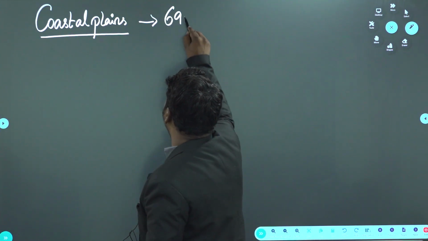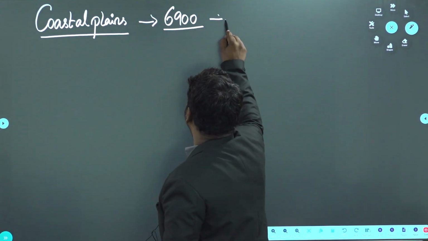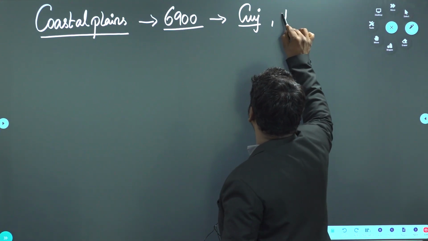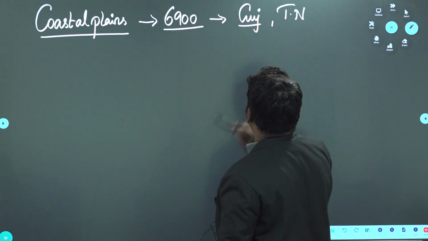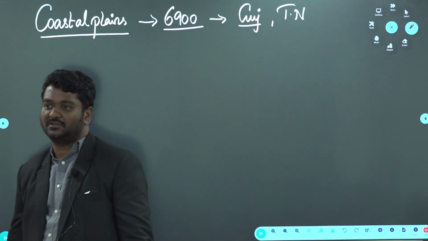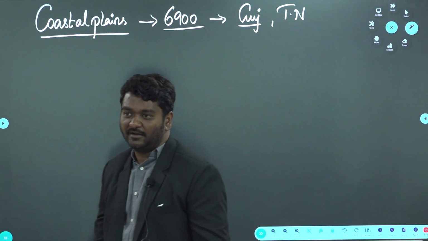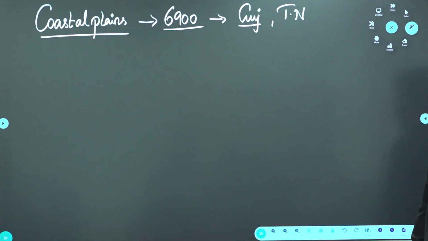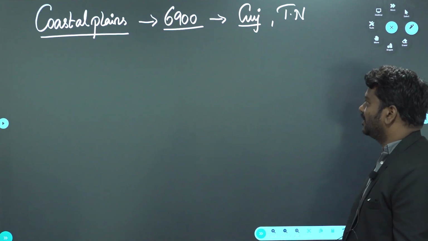India has a coastline of 6,900. Gujarat has longest coastline. Actually, it was Andhra Pradesh. Now Tamil Nadu has overtaken. Right. They have changed the calculation method. Gujarat, Tamil Nadu.